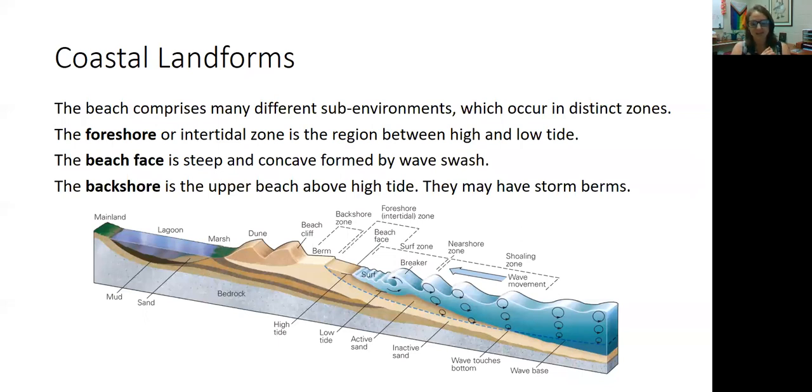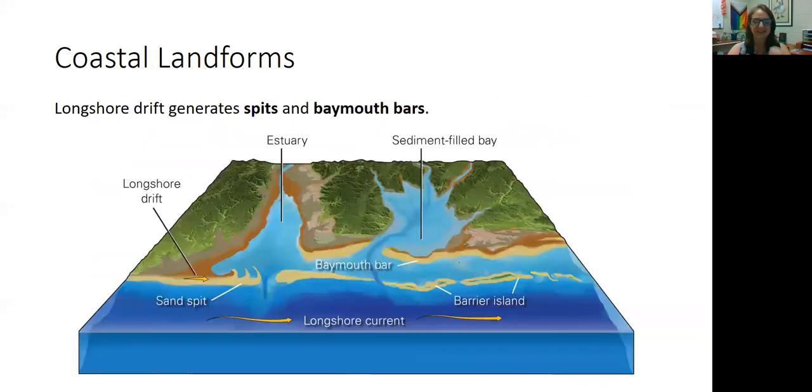So beach face, steep part, foreshore between the high tide and the low tide, back shore away from the high tide, right? And sand and sediment is being transported in between those environments, and the shape of those environments is changing quite quickly. Okay? So one way that the shape of those environments can change is when longshore transport creates spits and bay mouth bars. So longshore transport is causing sediment to move along the coast, right?